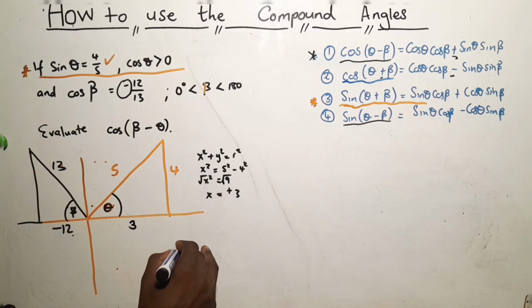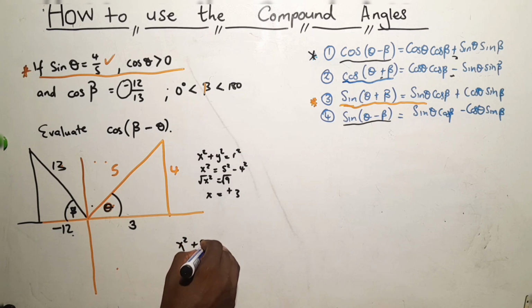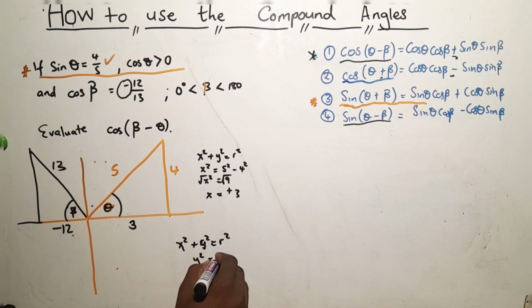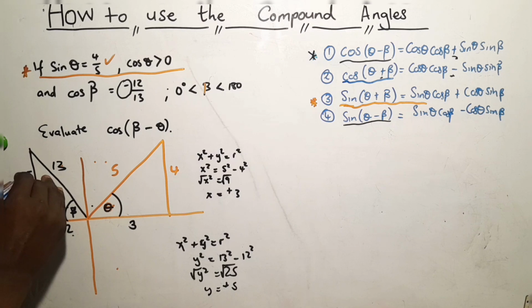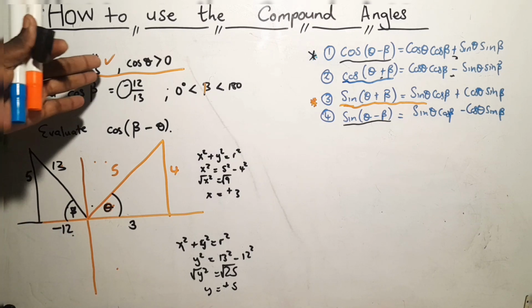Again, we use Pythagoras, so we know that x squared plus y squared gives us r squared, right? So our y squared will become 13 squared minus 12 squared, right? So this will be our y squared being the same as 25. So square root, our y will be equals to plus or minus 5. Now we check in this second quadrant, is our y positive or negative? Our y is positive, so this becomes positive 5 like that. Now we are done with the drawing of this.